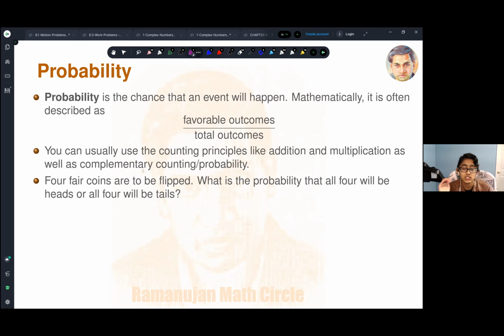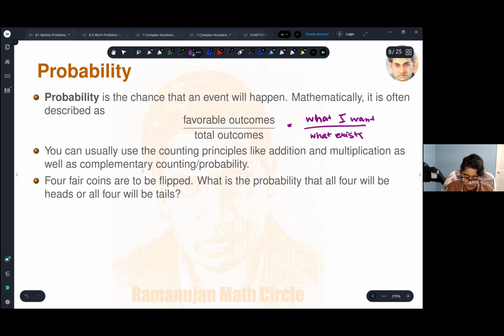Mathematically, it's often described as the favorable outcomes over total outcomes. Favorable outcomes is what I want, and the total is what exists. So it's what I want divided by what exists. And usually you can use counting principles, like for example complementary counting, over here. Here it's called complementary probability.